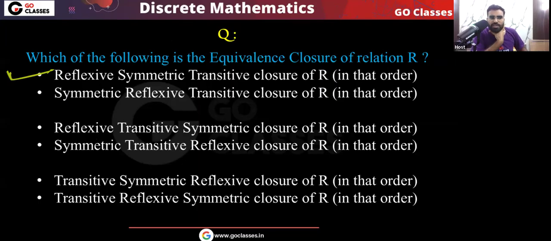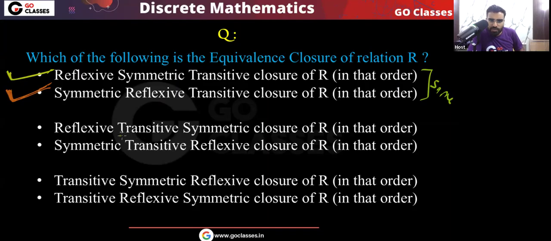But we also know one more thing. What is that? Reflexive, symmetric, they are commutative. We can change their order. First, you can find symmetric closure. Then on top of that, you can find reflexive closure. Then you can find transitive closure. So this is also perfect. Means these both are same. Yes or no? These both are same. Okay, very good.